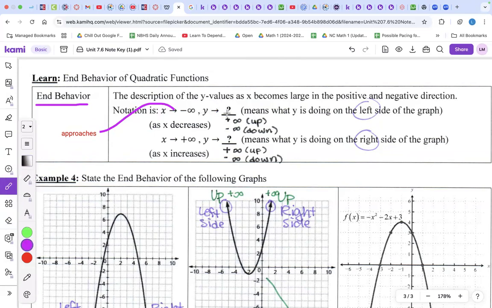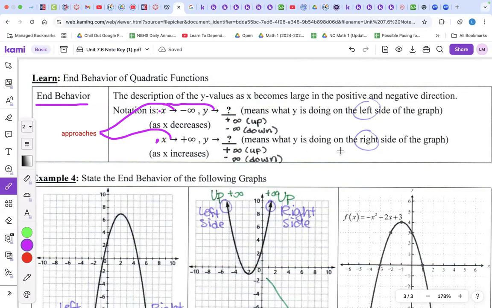As y approaches what? It's either going to be positive infinity if it's going up, or negative infinity if it's going down. Here you're going to see it again: a positive and a negative as x approaches positive, and then y approaches. Again, approaches means approaches what?